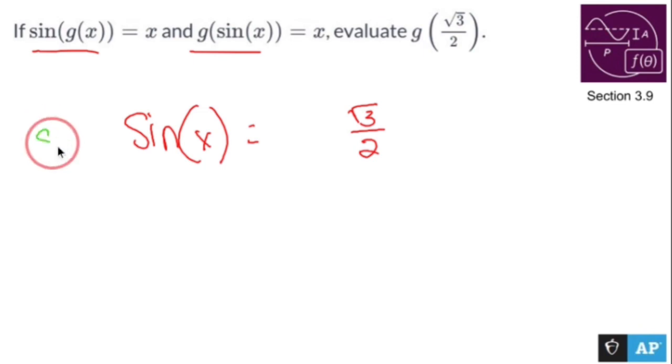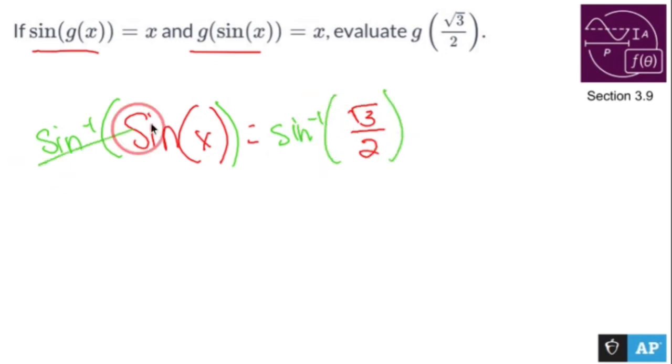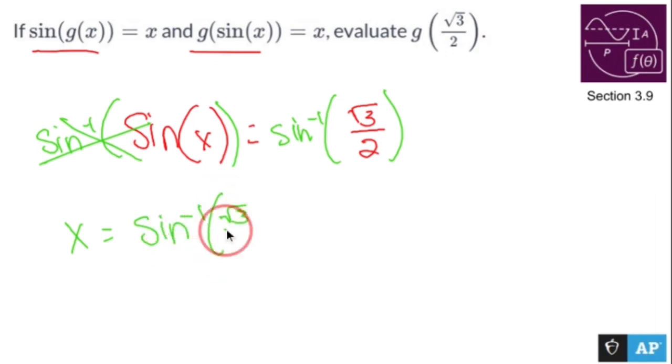In order to get rid of that sine, I'm going to take the inverse sine of both sides. That crosses out, and you're left with x equals the inverse sine of root 3 over 2.